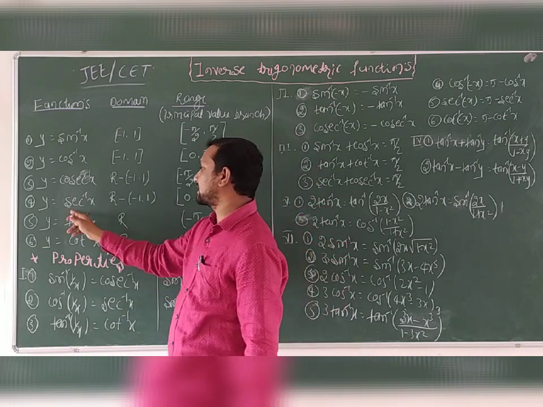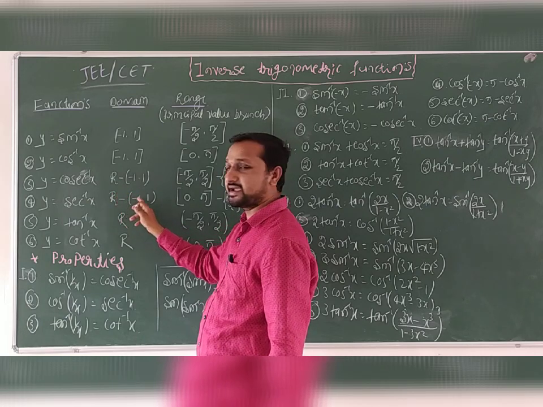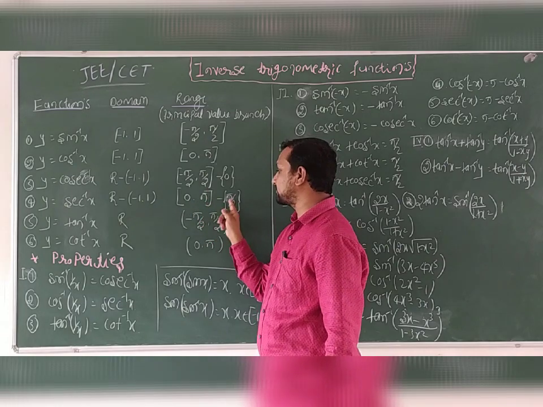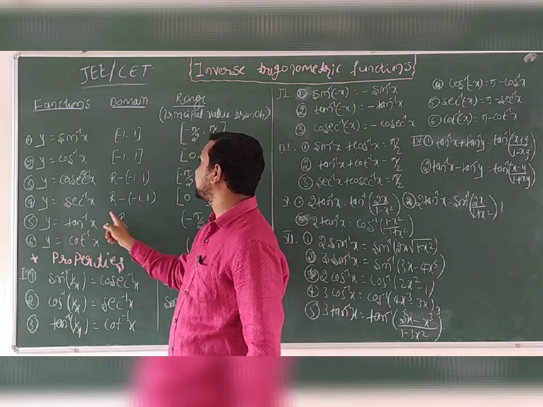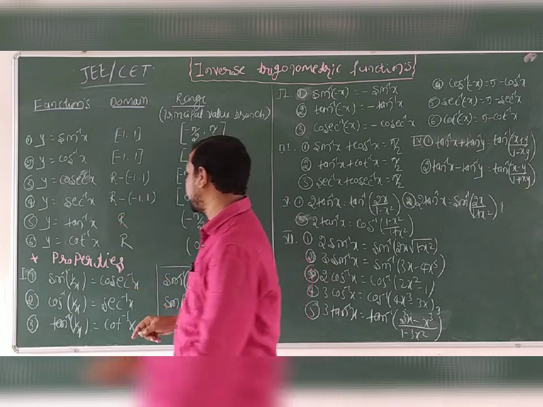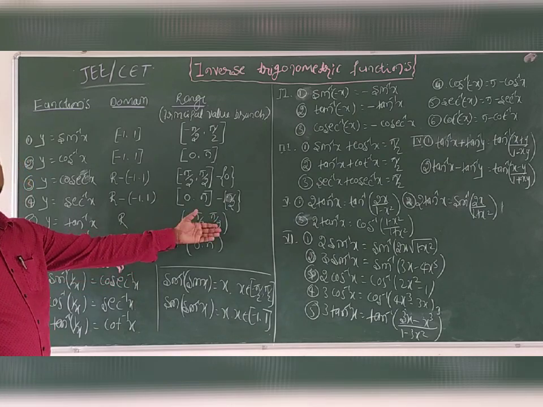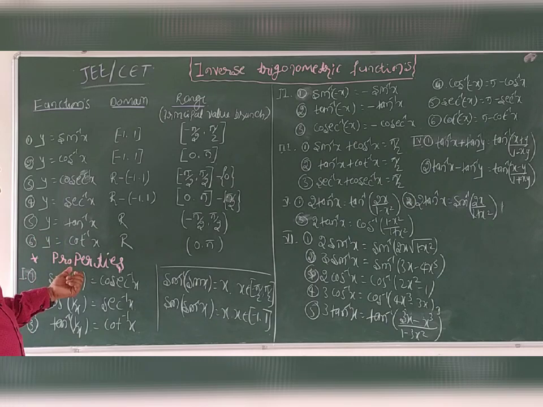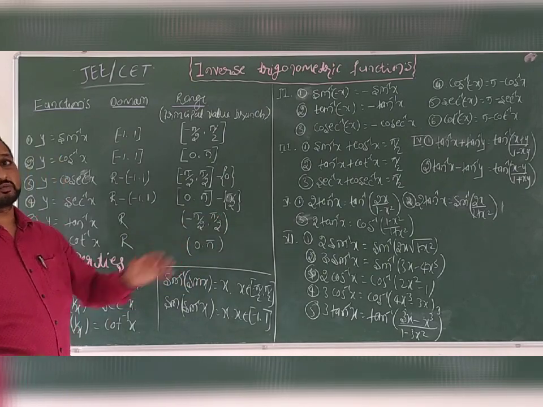The sec inverse function has domain the set of real numbers except -1 to 1, and its range is 0 to π except π/2. Next, the tan inverse function has domain all real numbers, and its range is the open interval -π/2 to π/2. And the cot inverse x function also has domain the set of real numbers, and its range is the open interval 0 to π.